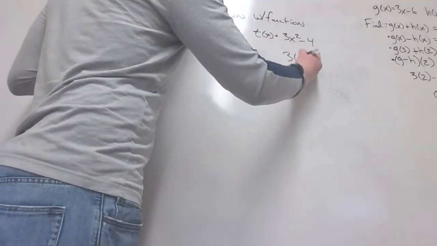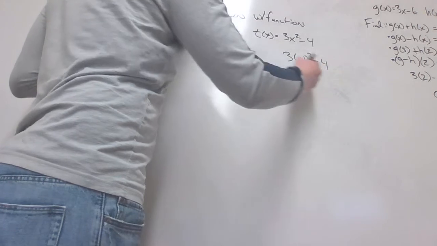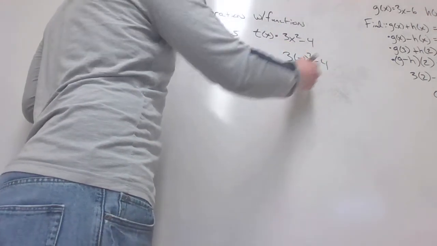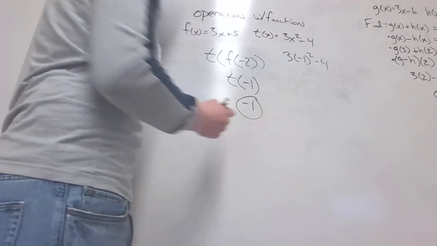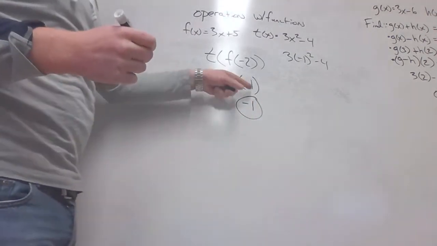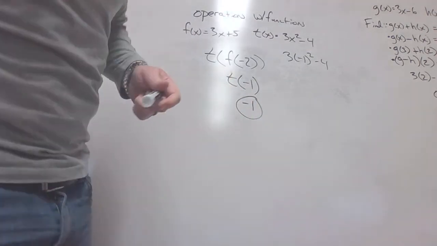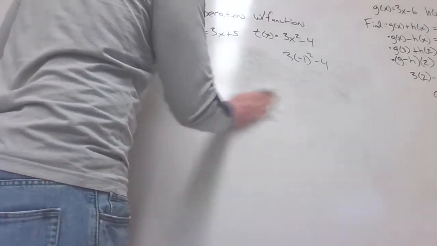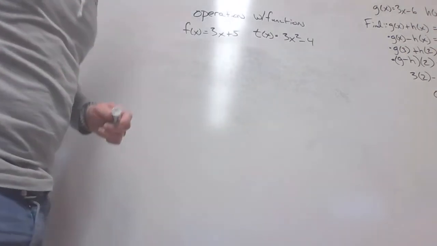So I'm going to do 3 times negative 1 squared minus 4. Well, negative 1 squared is 1. 1 times 3 is 3. 3 minus 4 is negative 1. That just happened to be where the same input was the same output. Now let me show you one more example. I hope you guys get the gist of this. One more example, like such.